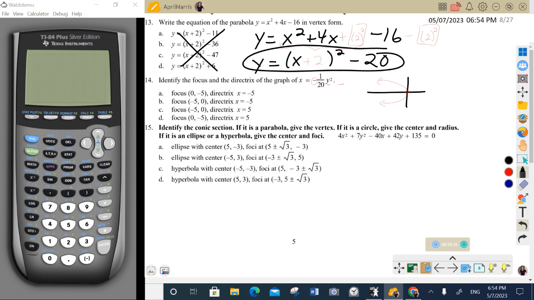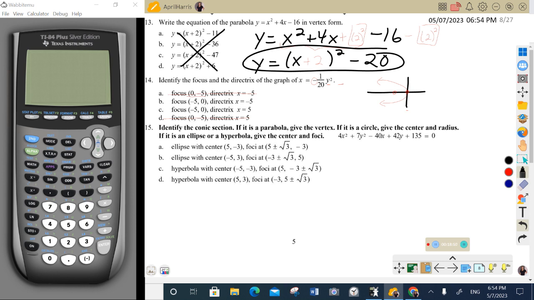Okay? I want to remind you that the focus is always inside the parabola somewhere. Okay? So if you were to graph 0, negative 5, 0, negative 5 is down here. So that's not inside the parabola. So I can mark out A and I can mark out D. So we got it down to negative 5, 0. B or C are our choices.